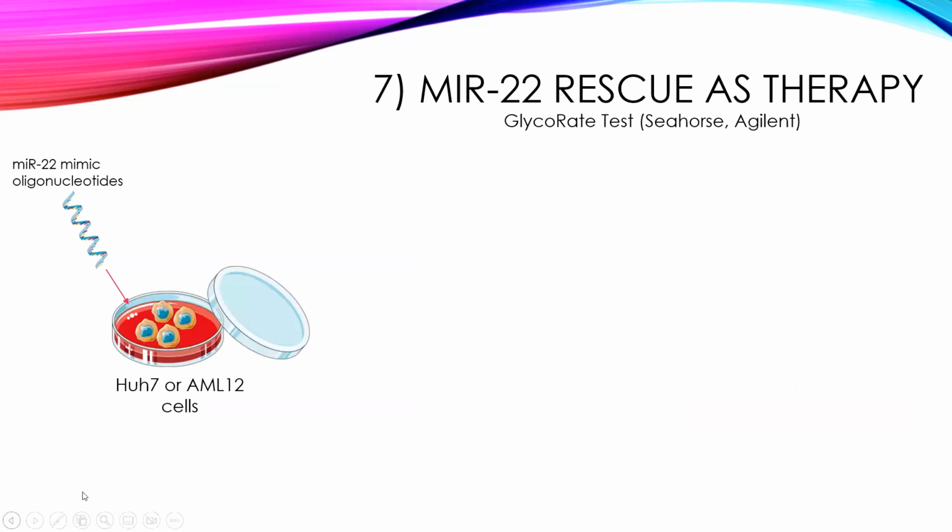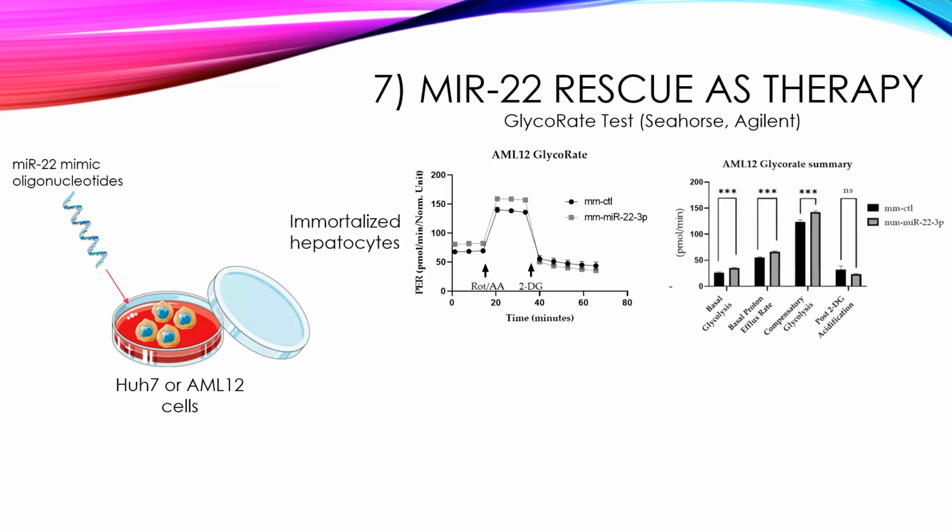We did this in 2 types of cells. So we did HuH7 cells, which are hepatic cancer cells, and we did it also in AML cells, which are not cancerous, but they're liver cells that have been transformed, immortalized to be able to divide infinitely. So first we analyzed glucose levels when we overexpress this microRNA in these immortalized hepatocytes. And to our surprise, we saw that this overexpression of microRNA-22 upregulated glycolysis levels, basal glycolysis and even compensatory.